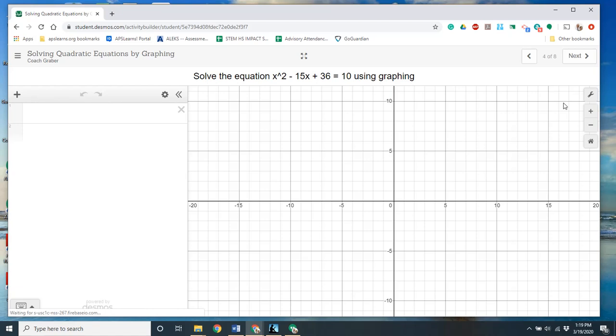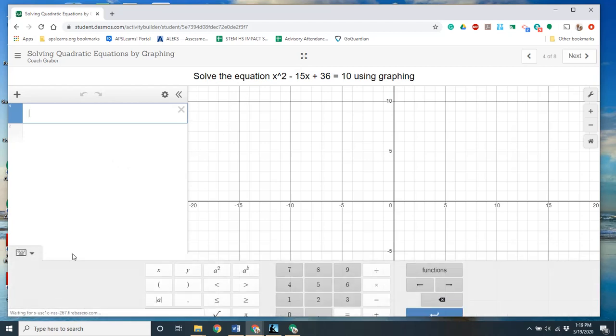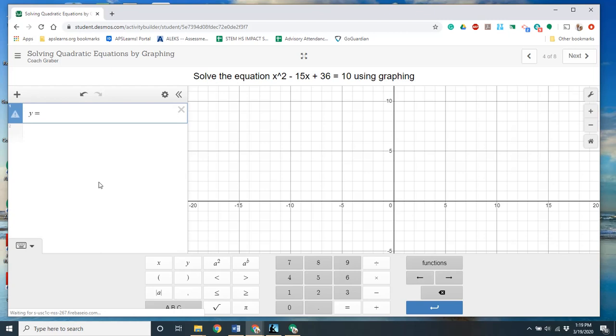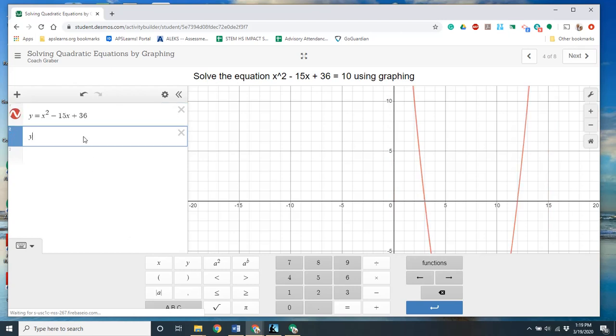So at this point, what you're going to do for the rest of these screens is graph these and then find the solutions. So you want to graph this by typing in both sides of the equation. So type in y is equal to, and then the left side, x squared minus 15x plus 36, and the right side is y is equal to 10.